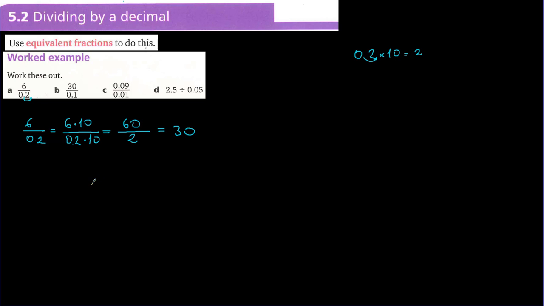Let me explain with a different exercise. 30 over 0.1. To get rid of this decimal to the right side, I need to move 1 unit. So I'm going to multiply the upside and downside by 10 to the power of 1. Here, again, I'm writing.